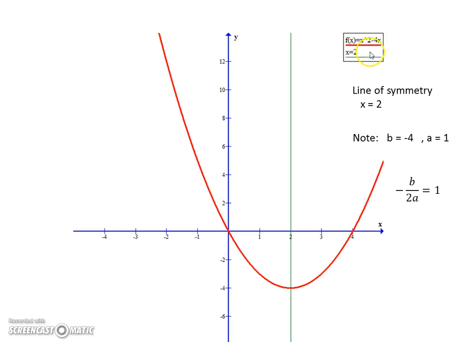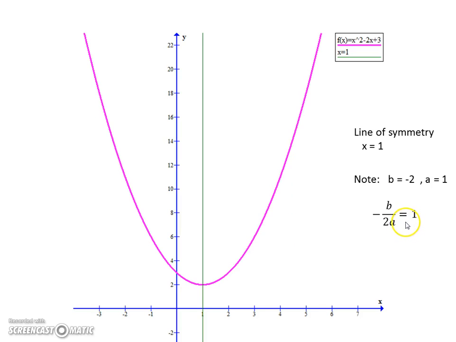Okay, here we go. x squared minus 4x, and the line of symmetry is x equals 2. You'll notice that negative b over 2a, negative negative 4 divided by 2 times 1, also equals 2. Here's another one. This time c is plus 3. So a is 1, b is negative 2, c is 3, x equals 1. Notice again, negative b on 2a also equals 1.